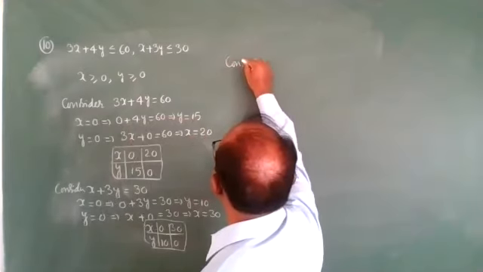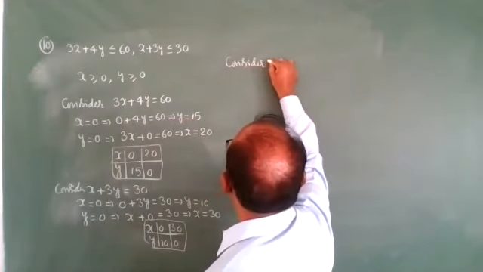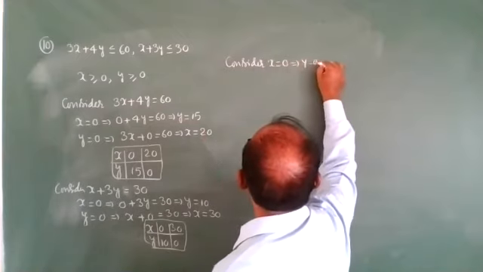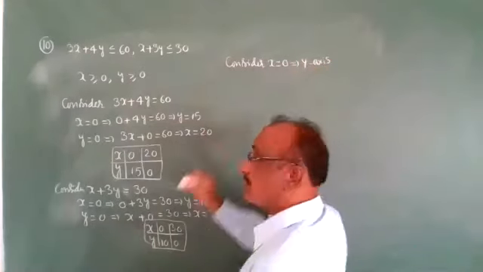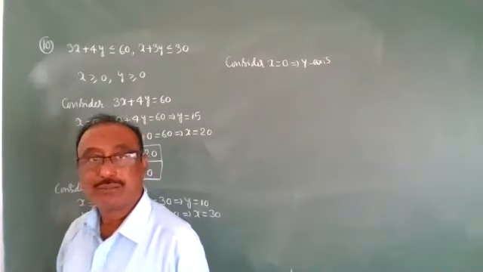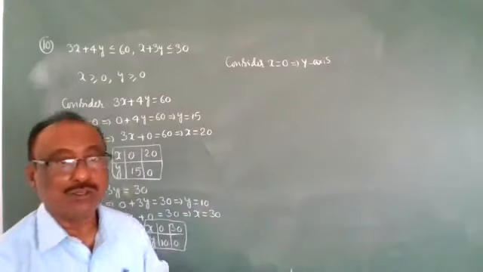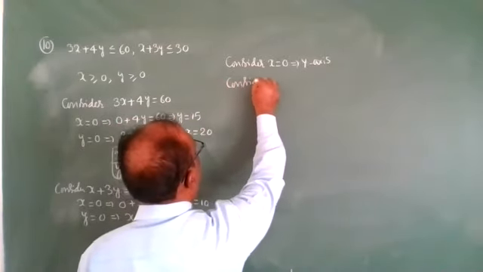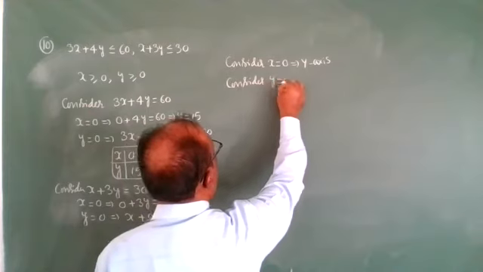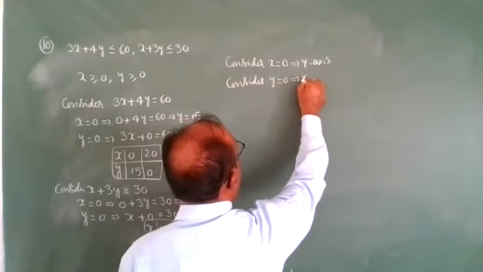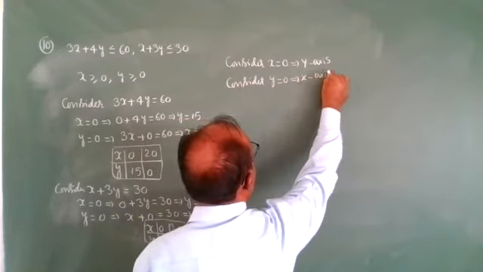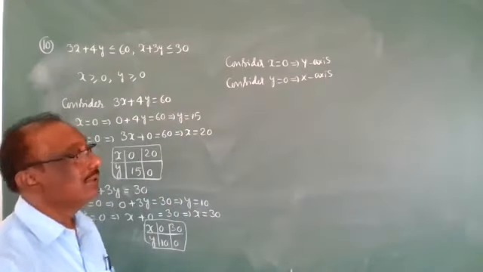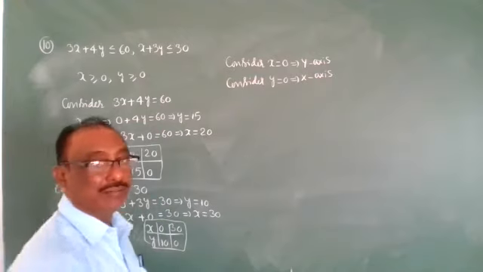Next one, consider x is equal to 0. All x values are 0 on the y-axis. Consider y is equal to 0. All y values are 0 on the x-axis. Now we can take the graph.